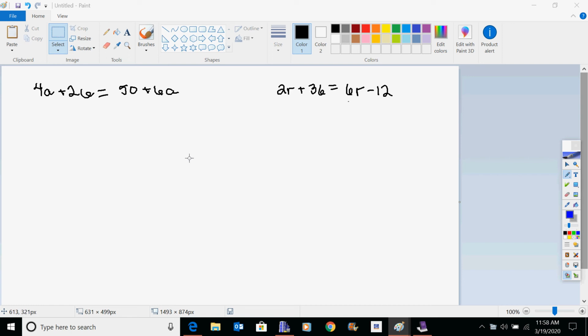Wonderful, amazing pre-algebra students. Here we are ready to do just a little bit more practice on our section 7.5 where we have variables on both sides of an equation.